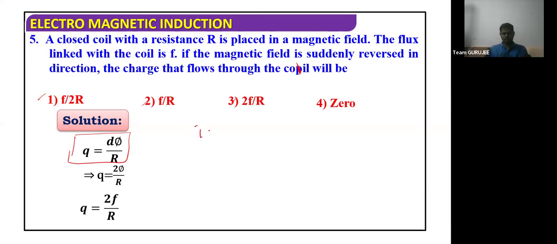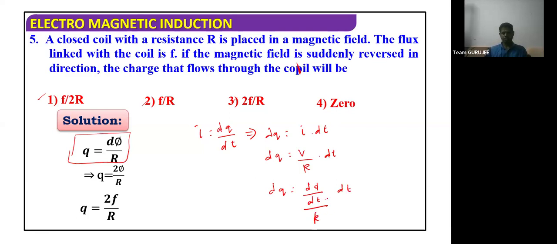Listen, all of you know the I formula. I is equal to dq by dt, right? Then dq is equal to I into dt. Therefore, dq is equal to V by R into dt. Therefore, dq is equal to (d phi by dt) by R into dt. The dt cancels, so dq is equal to d phi by R. This is the formula for charge. Next we take the integration: Q is equal to phi by R.